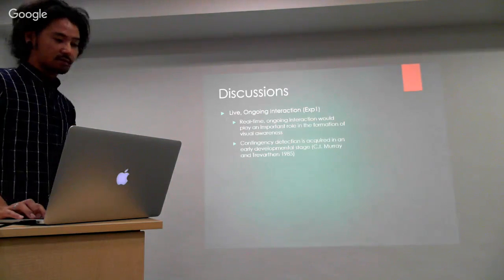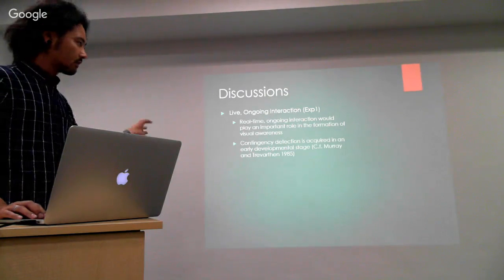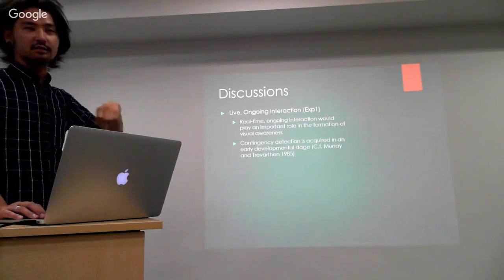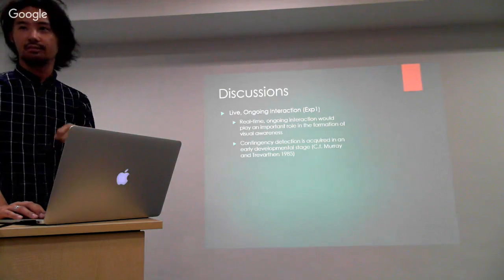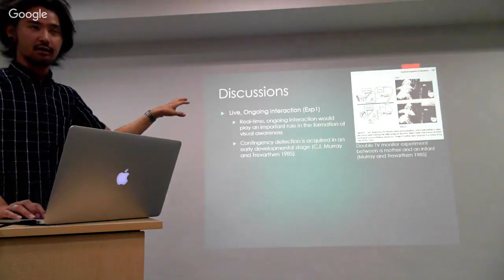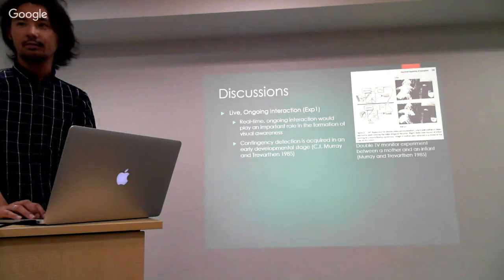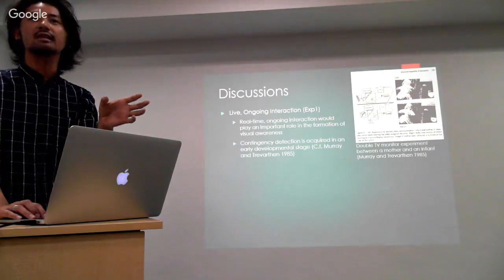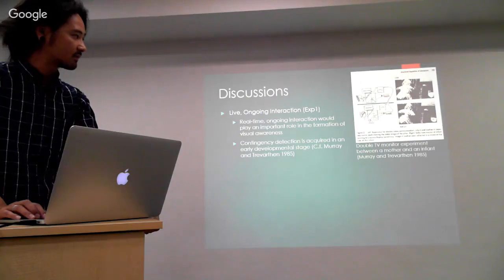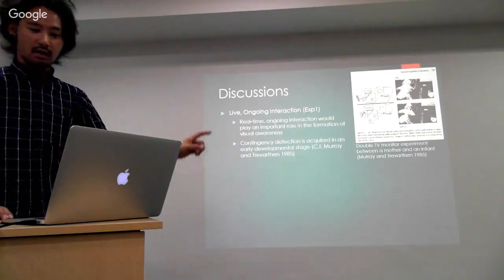And now going to the discussion for these two results. For the first one, I still haven't interpreted the data yet, but one interesting thing is that contingency actually affects the breakthrough time. Interestingly, there's a really old study showing that infants, at a really early stage of development, can already detect live ongoing interaction. There's a study by Trevarthen, a really famous developmental psychologist.